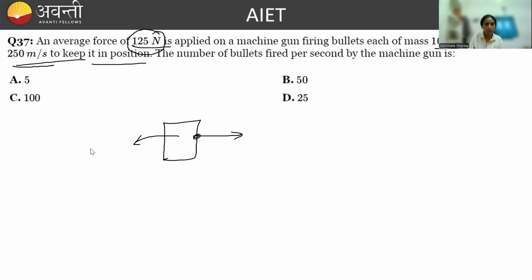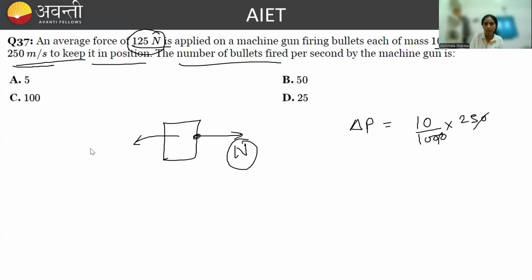How many bullets will come out then? So suppose n number of bullets are coming out. So for one bullet, what is the change in momentum? That is 10 gram, that is 10 by 1000 into velocity, that is 250. Okay? So that is 2.5 units change in momentum.